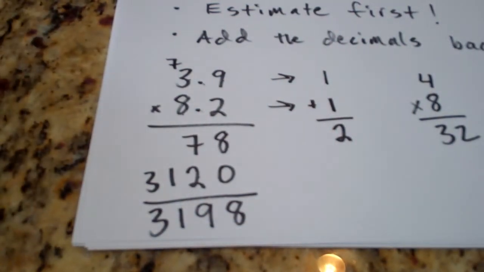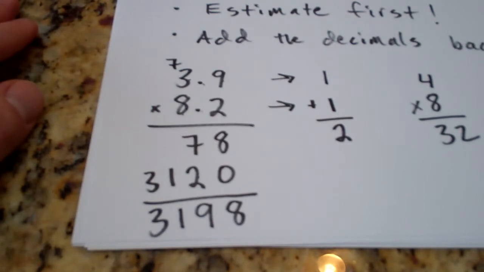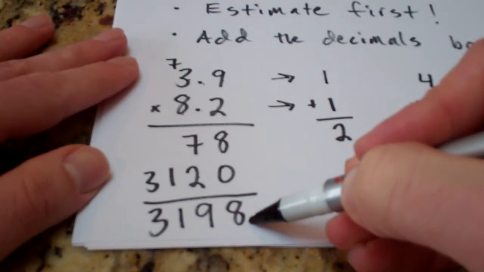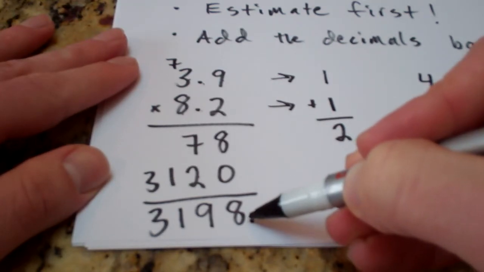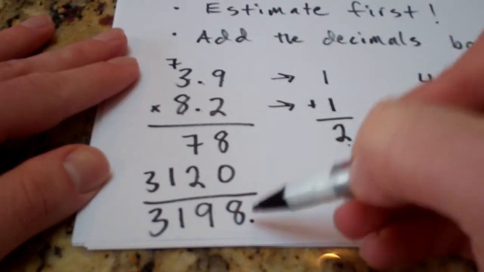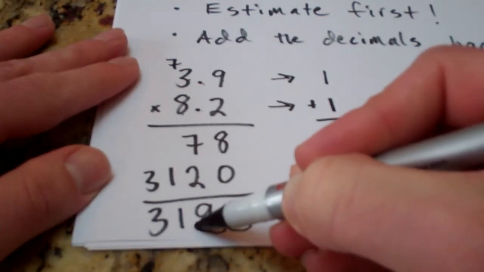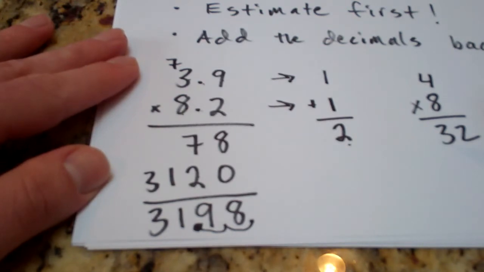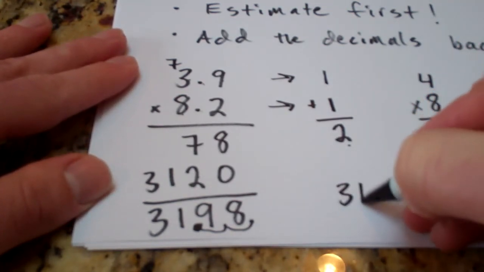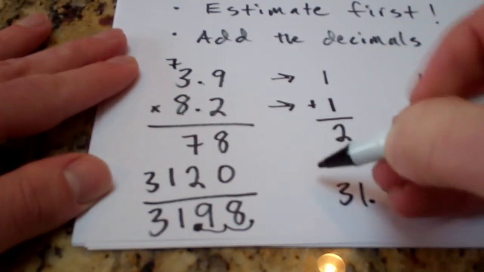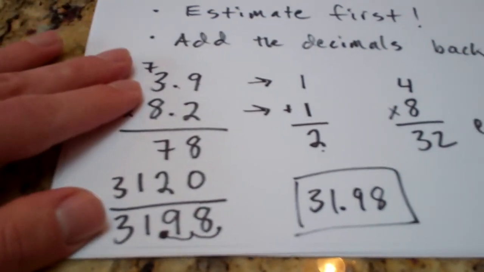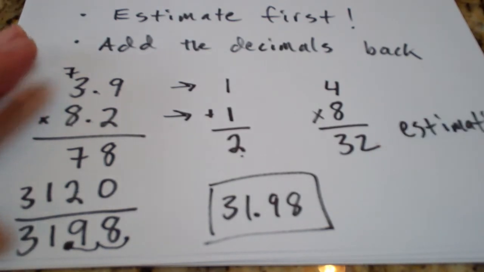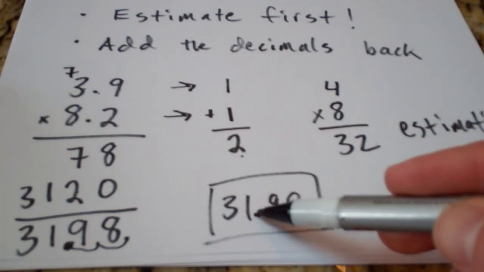So I have 3198, and this is where adding my decimals back comes into play. Right now, the decimal would be here of 3198, and I need to add 2 decimals back, 1, 2. So the decimal is going to be right there. 31.98 is my answer when I multiply these two numbers. And I go back to my estimation, and I see that it's 32, and I did it correctly. My decimal's in the right spot.